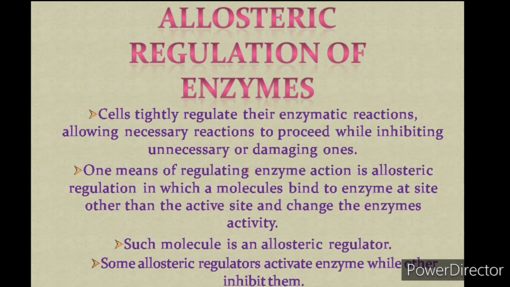Allosteric regulation of enzymes. Cells tightly regulate their enzymatic reactions, allowing necessary reactions to proceed while inhibiting unnecessary or damaging ones. One means of regulating enzyme action is allosteric regulation, in which a molecule binds to the enzyme at a site other than the active site and changes the enzyme activity. Such a molecule is an allosteric regulator. Some allosteric regulators activate enzymes while others inhibit them.